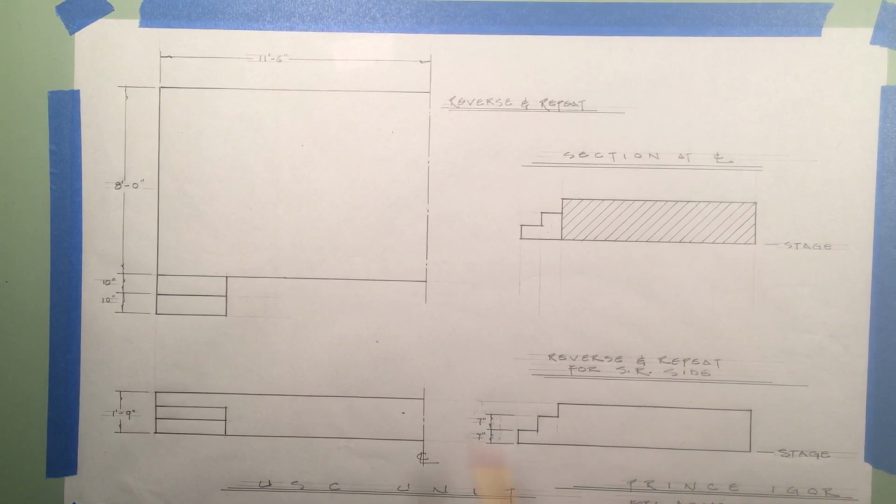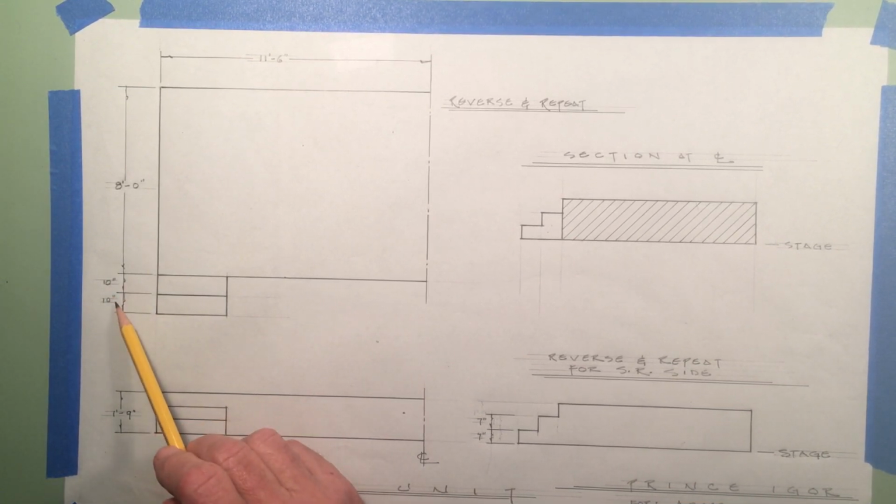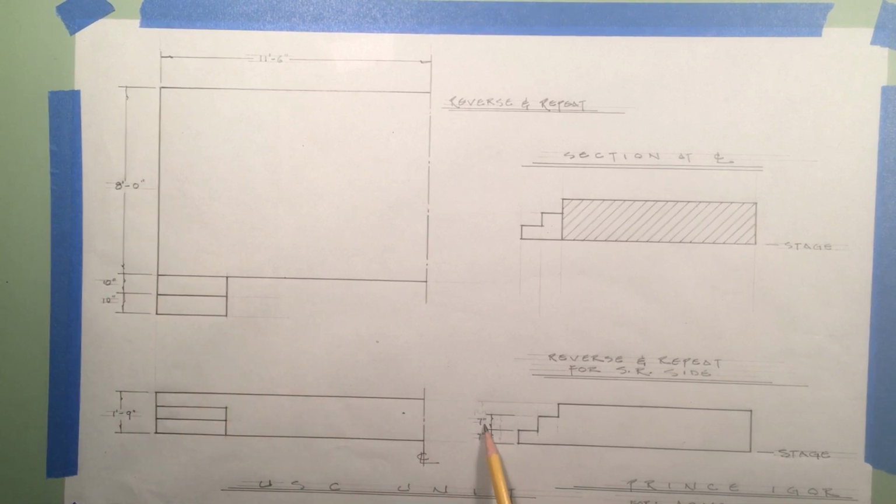The very small dimensions are offset here and here and here and here, just to make it a little more readable. I'm not going to try to make little tiny numbers. It just, nobody could read them.